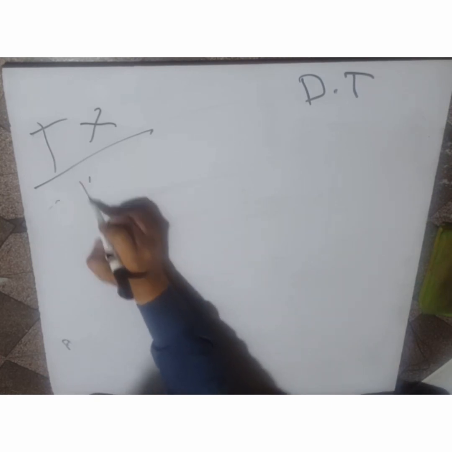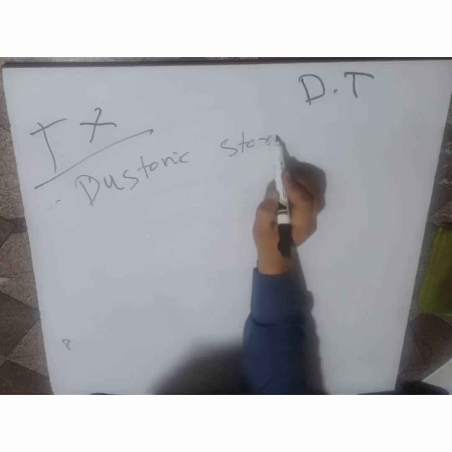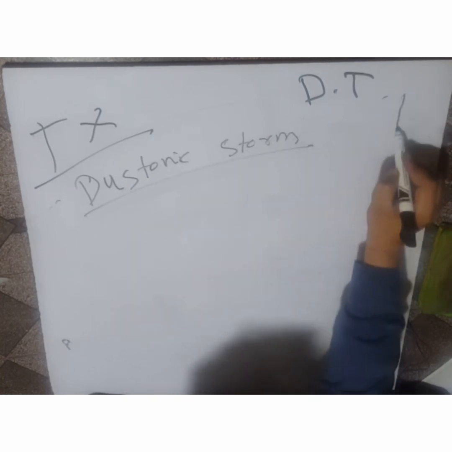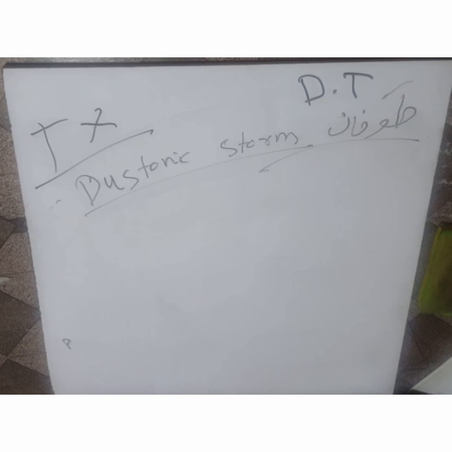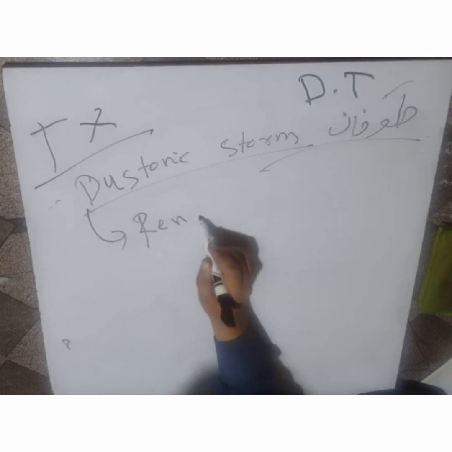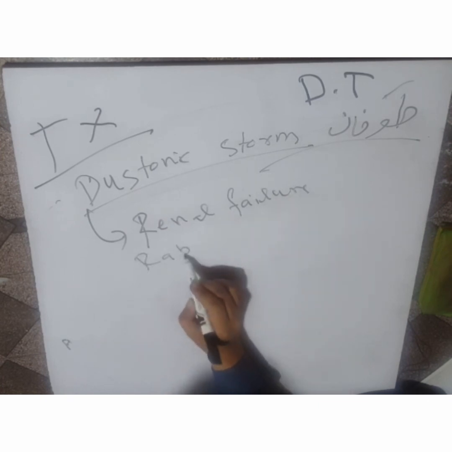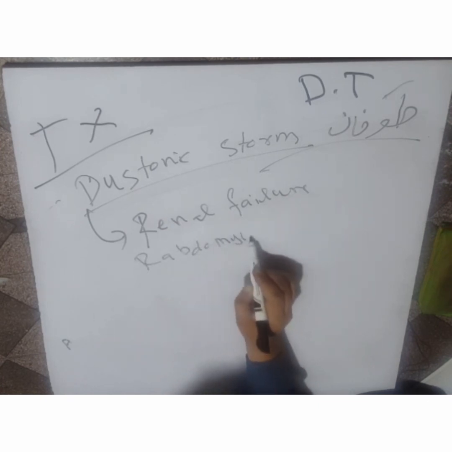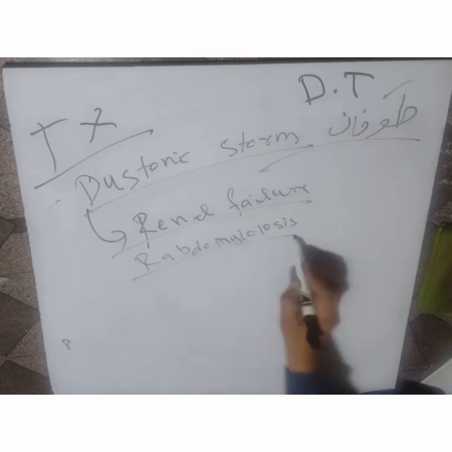There is a condition called dystonic storm. Dystonic storm is an emergency condition in which renal failure and rhabdomyolysis occur.